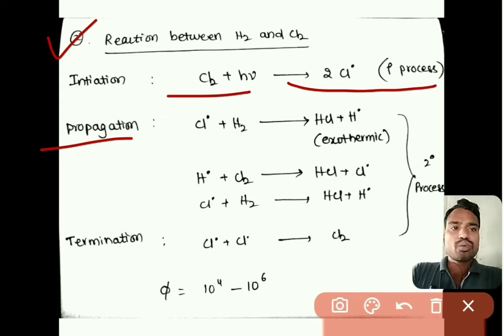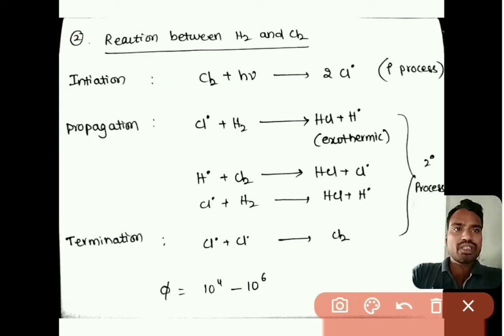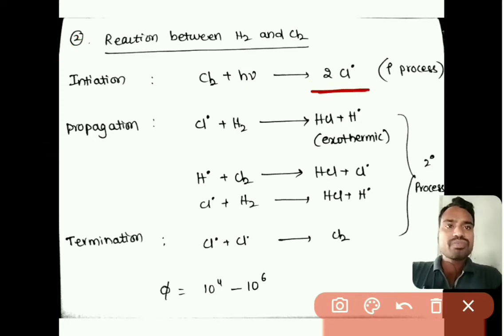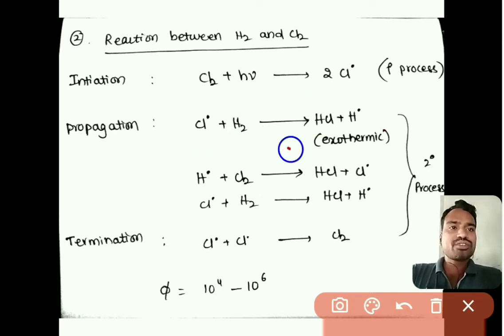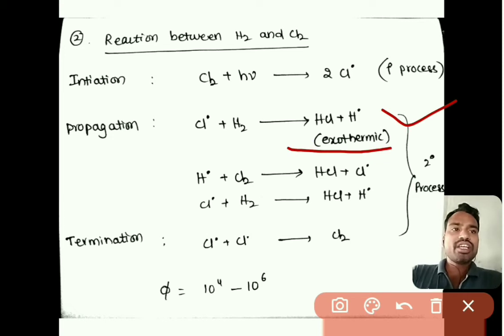Okay, the Cl dot which is formed is reacting with hydrogen, that is another reactant molecule, and it forms HCl plus H dot. So this is an exothermic reaction, so that heat is released, right? So now what will happen?